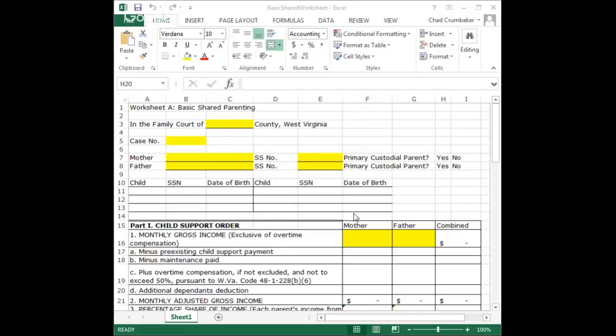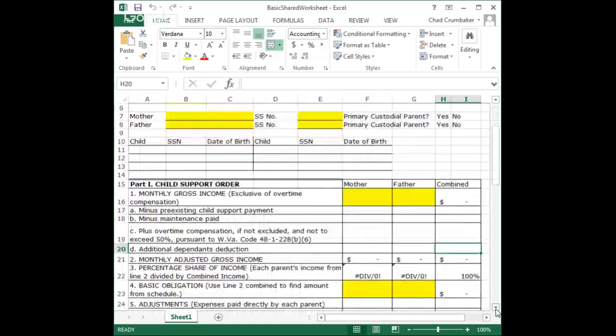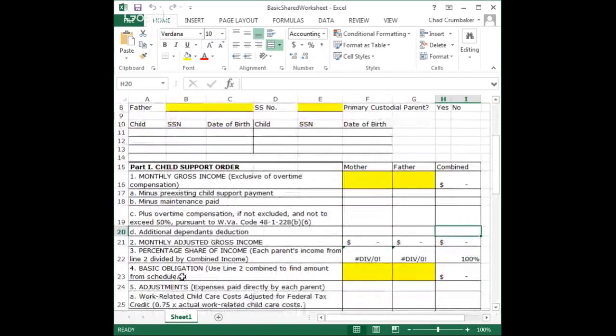Then I asked you, based on your answer to A, how much is the basic obligation? If you look here, what do we have to do to come up with the basic obligation? That's number 4 on my sheet. I've given you a couple of highlights. We need to figure out the mother's monthly gross income. I told you it was $45,000. So what's her monthly? We have to divide that some way.